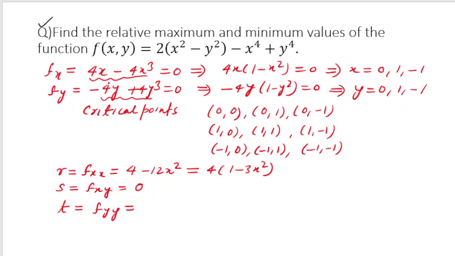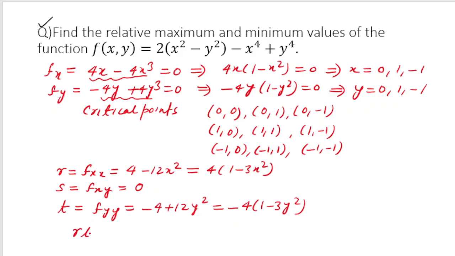So if I differentiate this with respect to y, I will get minus 4 plus 12y square. So from here I can take minus 4 common and I will get 1 minus 3y square. So we have got r, s and t. Okay. Now what is rt minus s square?